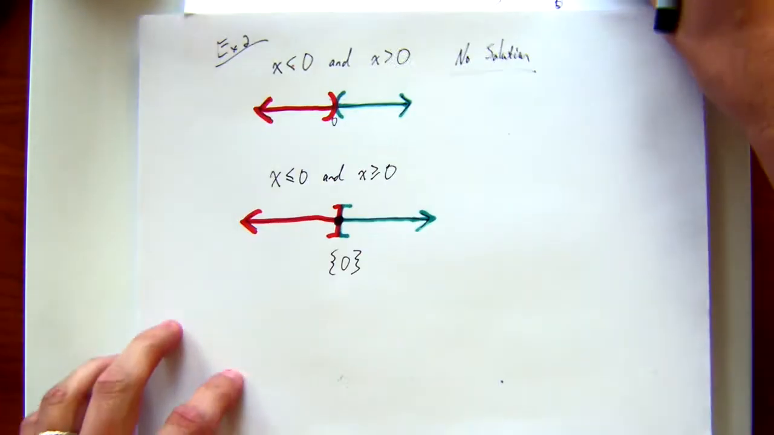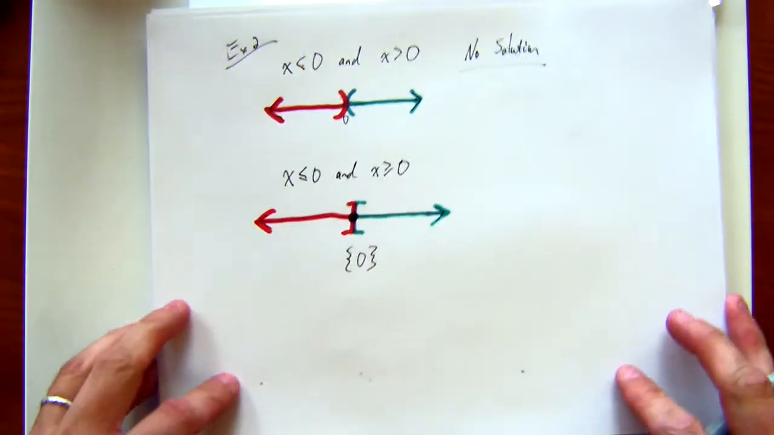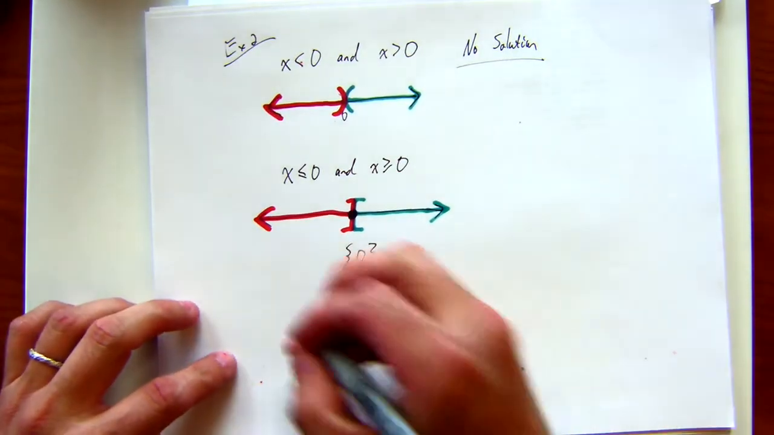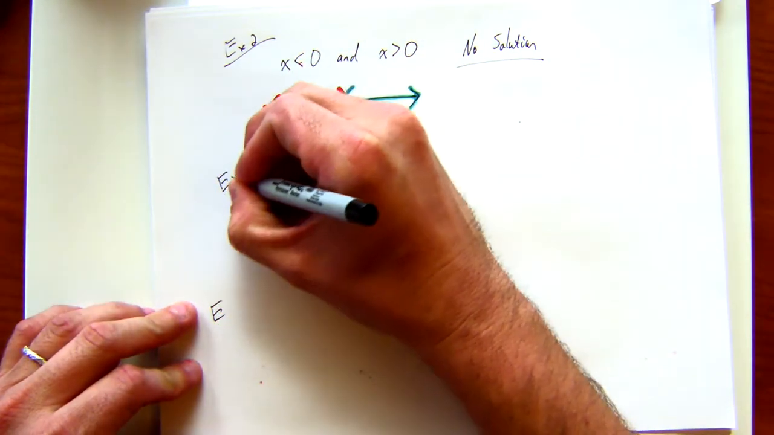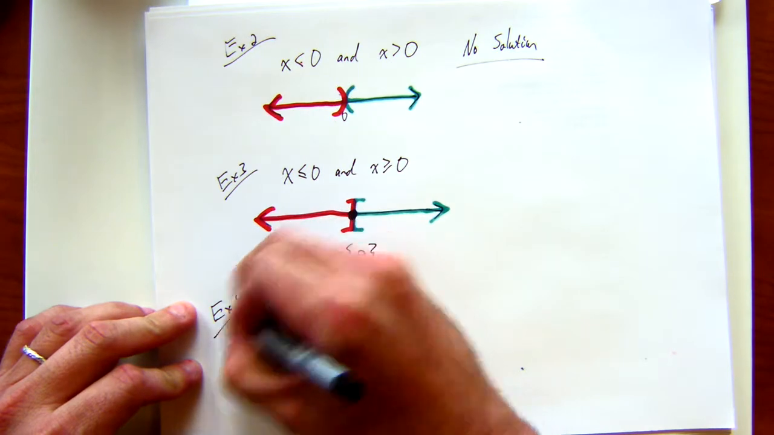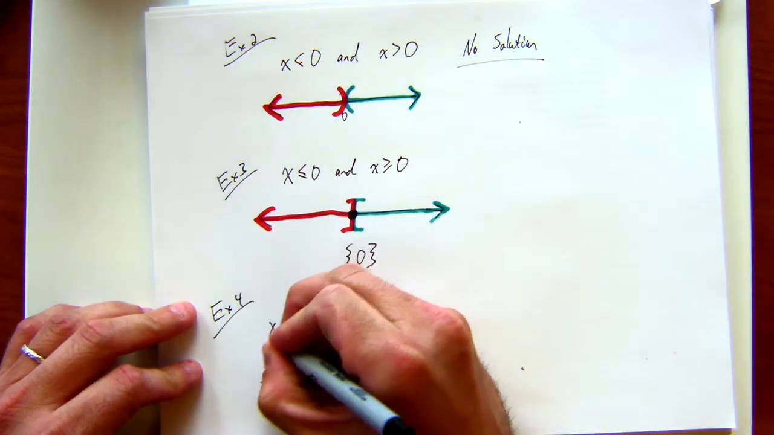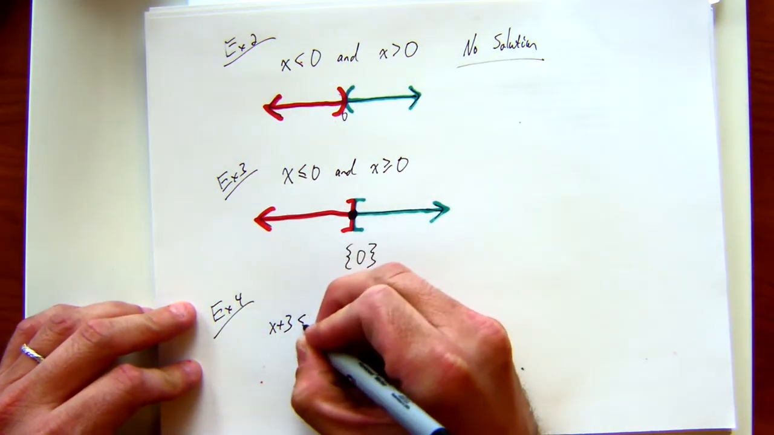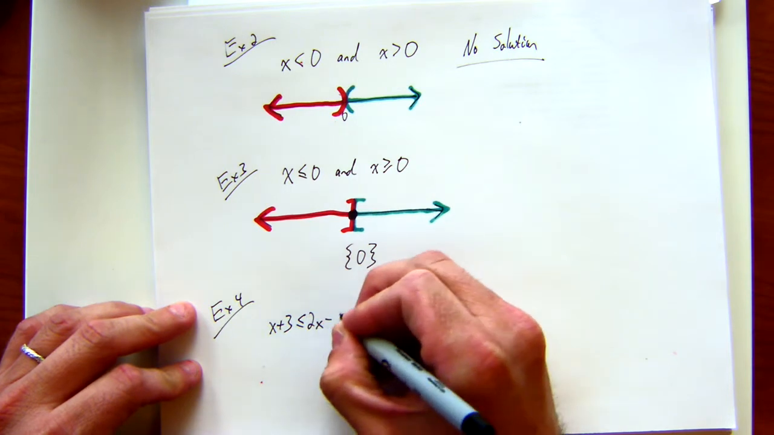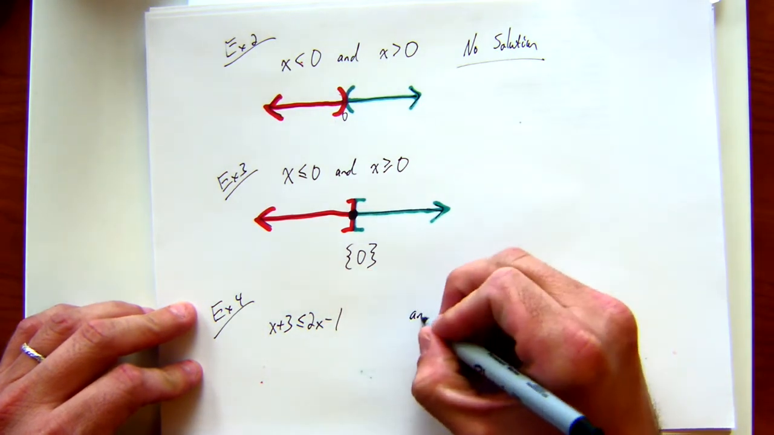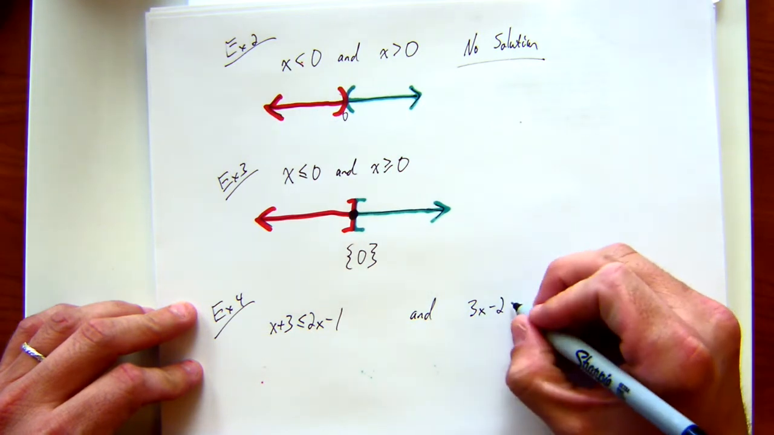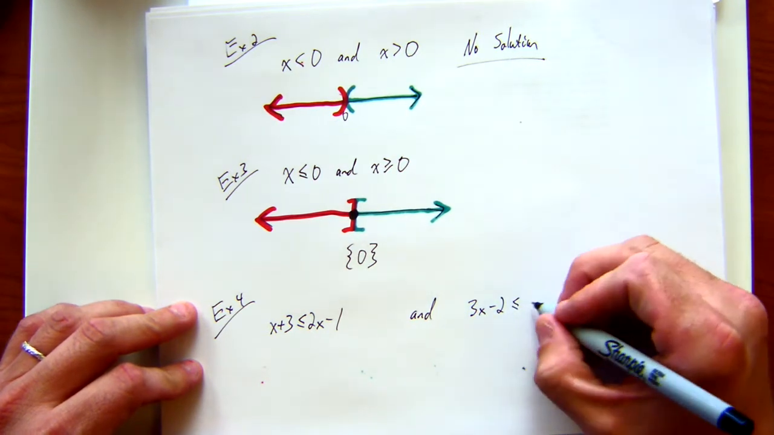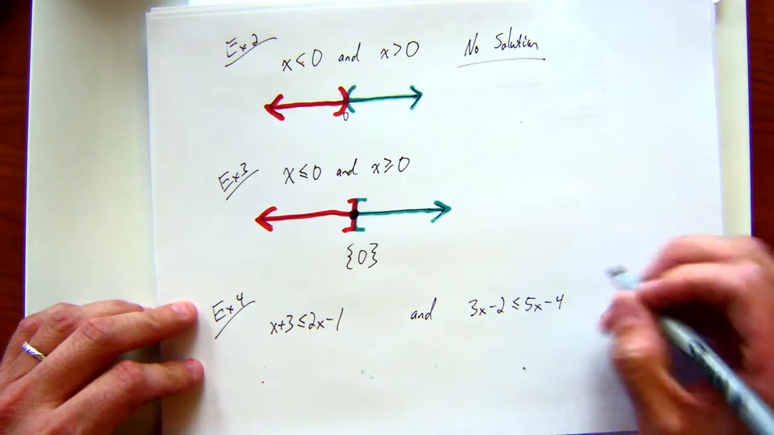One more example. This is more like what we're probably going to be seeing. This was example 3. Here's example 4. X plus 3 is less than or equal to 2x minus 1, and 3x minus 2 is less than or equal to 5x minus 4.